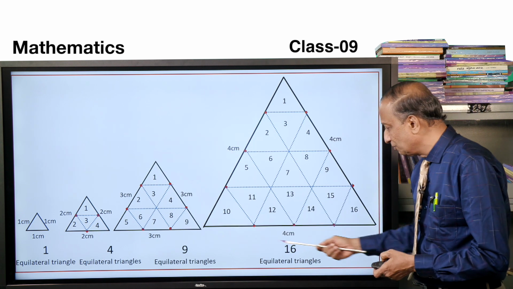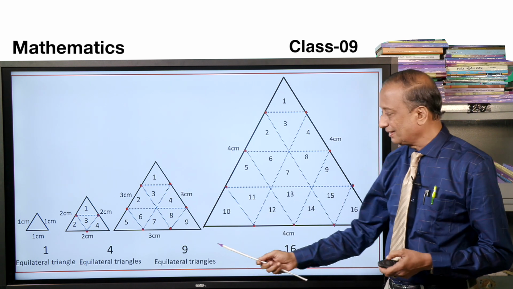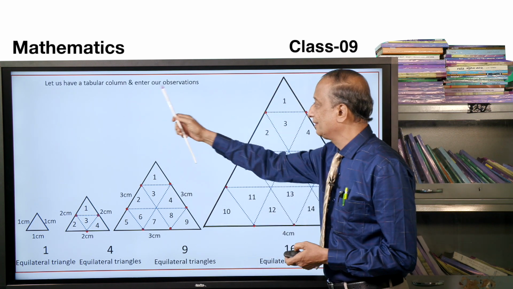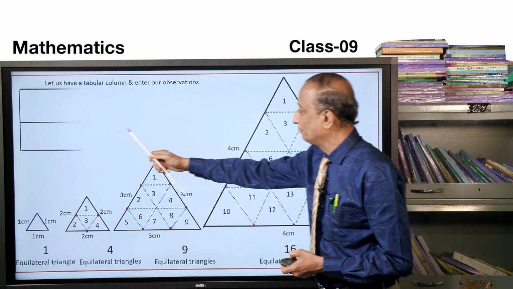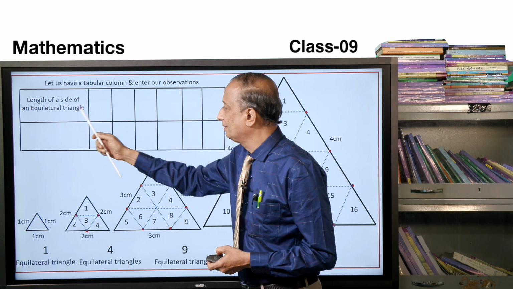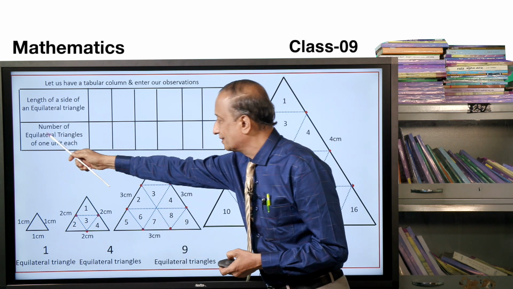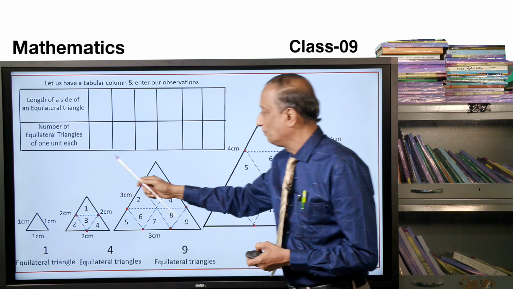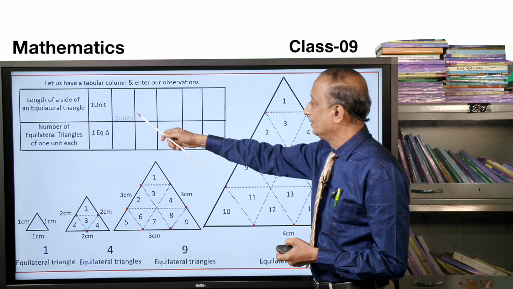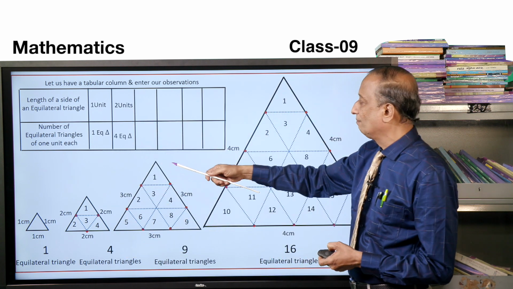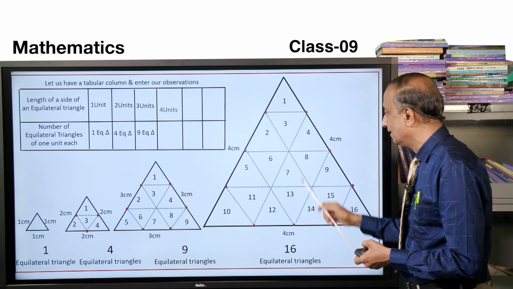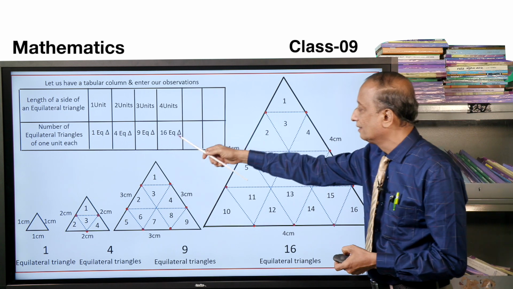So there seems to be a pattern here. Let us try to understand this by drawing a tabular column and entering all our observations so that we can take some decisions. In the first column, let us enter the length of each side of an equilateral triangle. In the second column, the number of equilateral triangles of 1 unit each. If each side is 1 unit, then we will have only 1. If each side is 2, there are 4 equilateral triangles. If each side is 3, then we have 9 equilateral triangles. If each side is 4 centimeter, we will have 16.